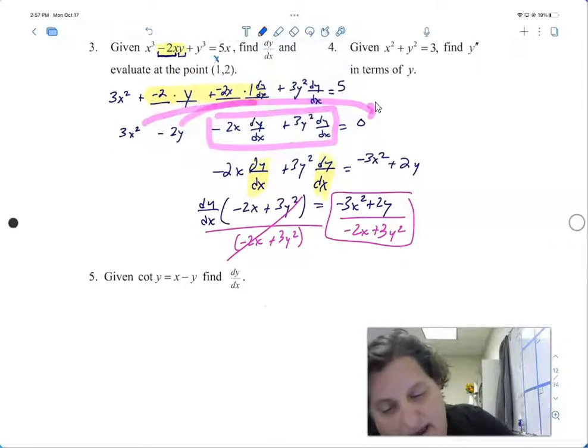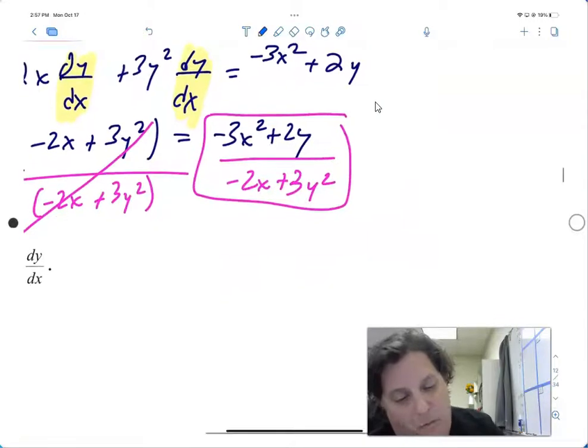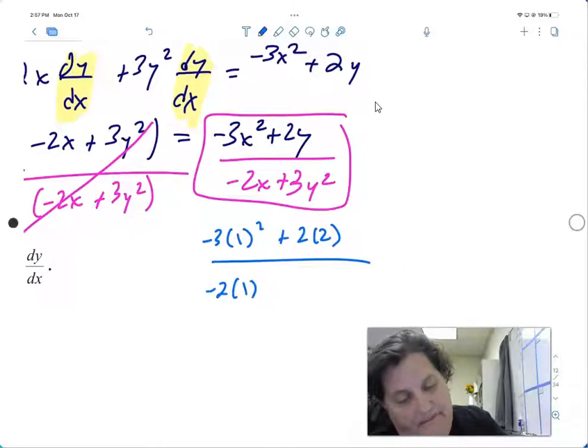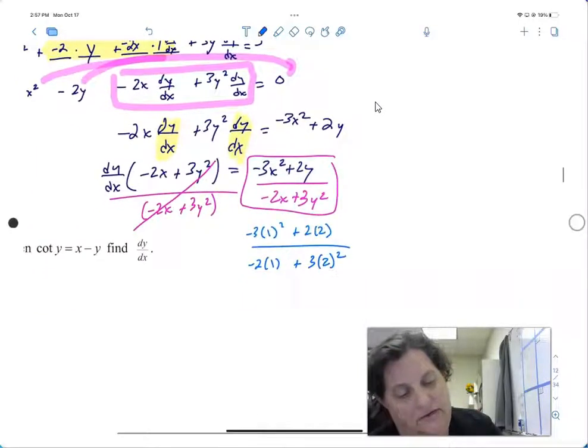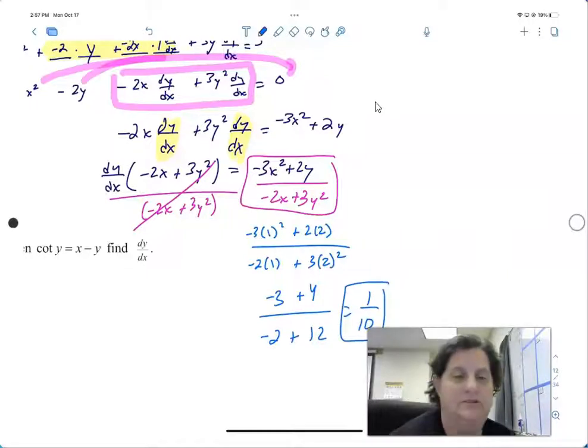Okay, well, that's fine. x is 1, y is 2. So if I'm evaluating this at the point (1, 2), it would be negative 3 times 1 squared plus 2 times 2, over negative 2 times 1, and then 3 times 2 squared. Okay, so I'm going to get negative 3 plus 4, negative 2 plus 12, 1 over 10. All right, and that's the slope of the line right there.